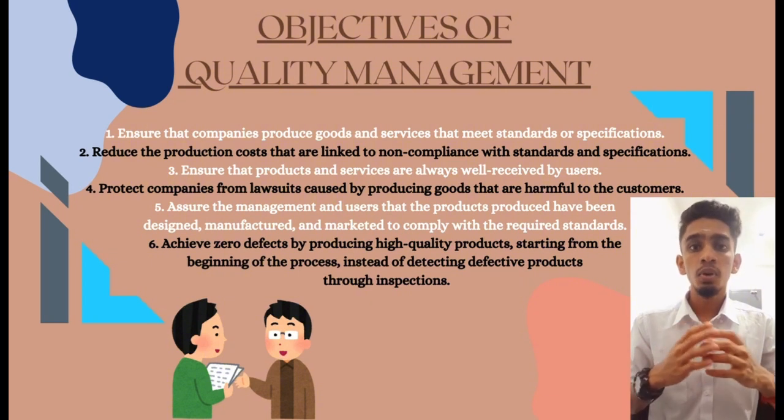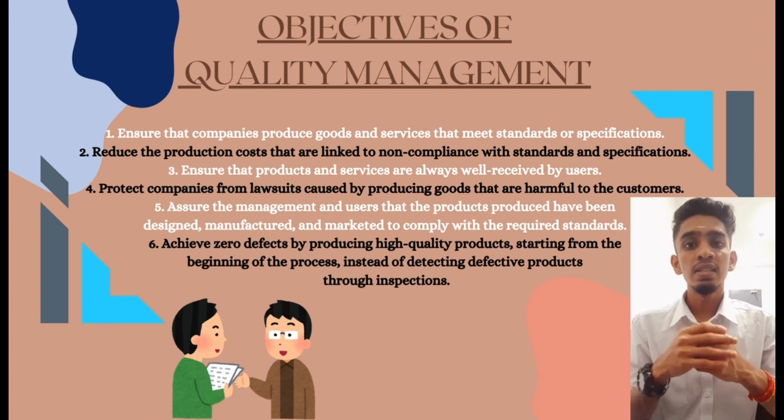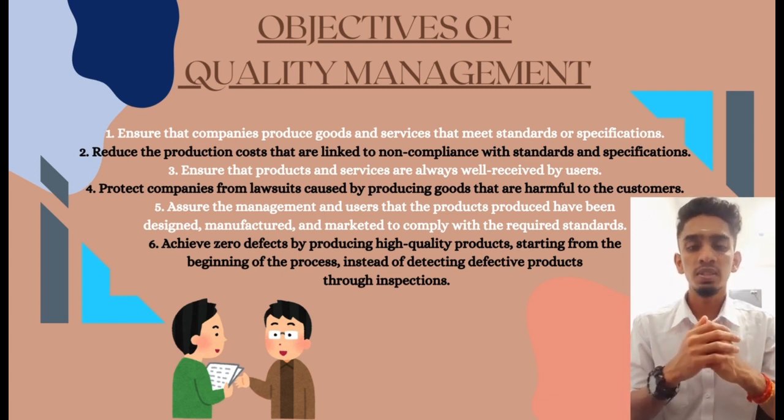Number four, protect companies from lawsuits caused by producing goods that are harmful to the customer. Number five, assure the management and users that the products produced have been designed, manufactured, and marketed to comply with the requirements set. And the last one, achieve zero defects by producing high quality products, starting from the beginning of the process, detecting defective products through inspection.